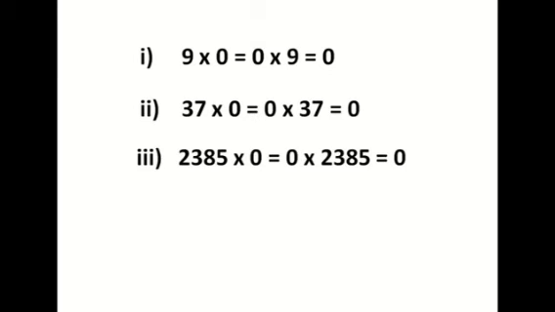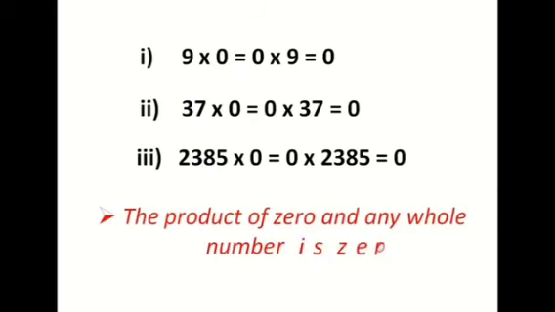So after looking at these 3 examples, what you can say? You can say the product of 0 and any whole number is 0. Is it clear? The product of 0 and any whole number is 0. This property is known as multiplicative property of 0. Yes.